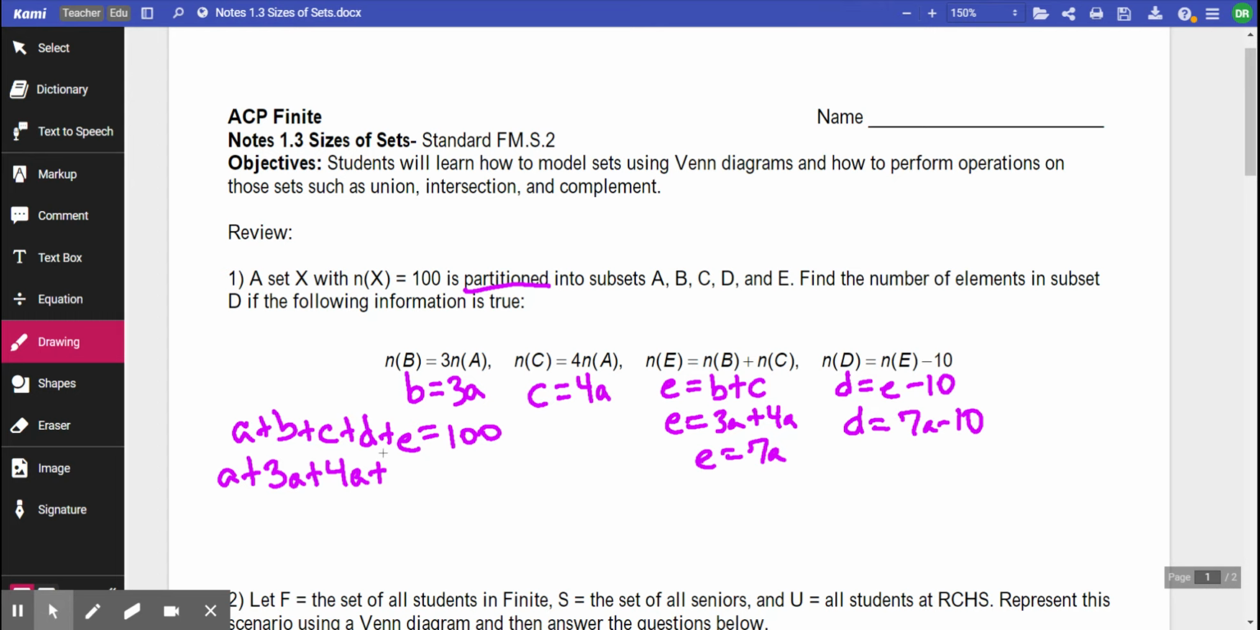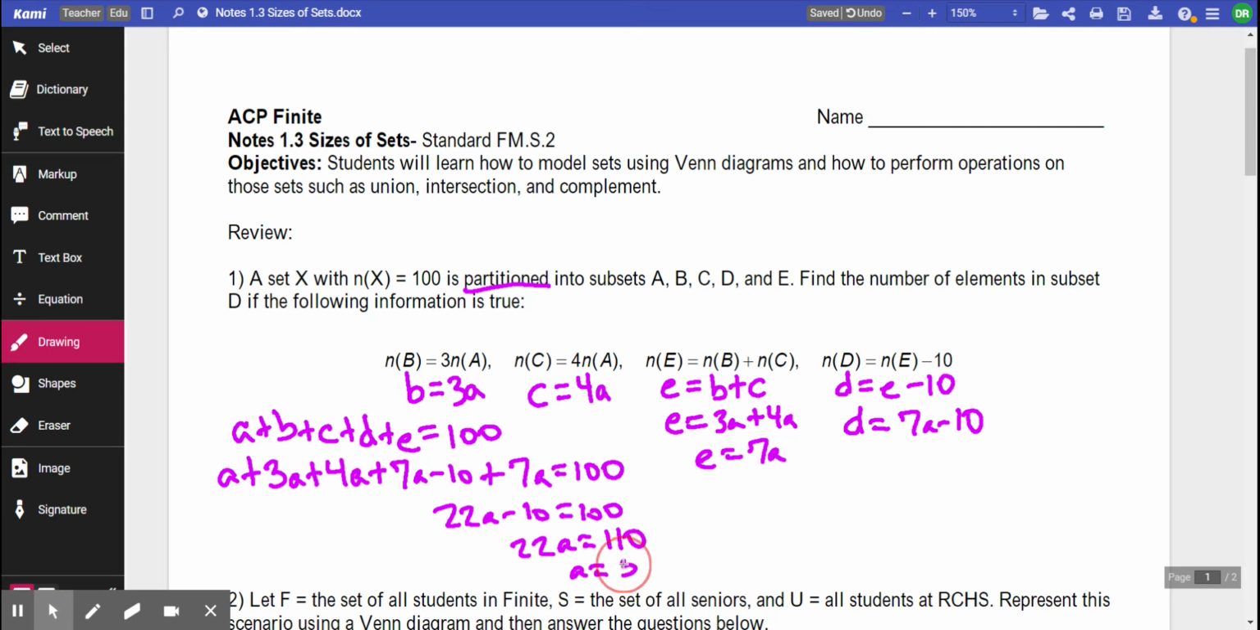All right, so we could replace D with 7A minus 10, plus E, which is 7A, equals 100. So combine like terms: A plus 3A plus 4A makes 8A, plus 7A is 15A, plus 7 more makes 22A, minus 10 equals 100. That gives us 22A is equal to 110. Divide both sides by 22 and we get A is equal to 5.